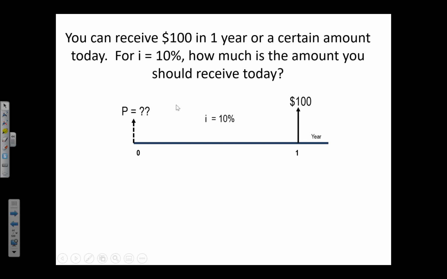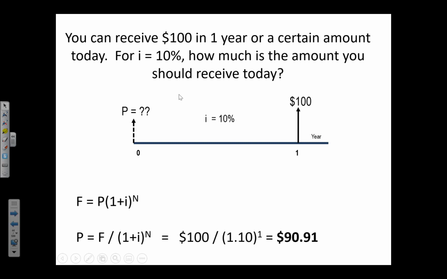Okay, so we have F is 100. Let me just write this out. 100 equals P times (1 plus i), so 0.1, to the power of 1. So that's basically 100 divided by 1.1 is equal to P. If you go through that process, did anybody else also get $90.91? Okay, very good.